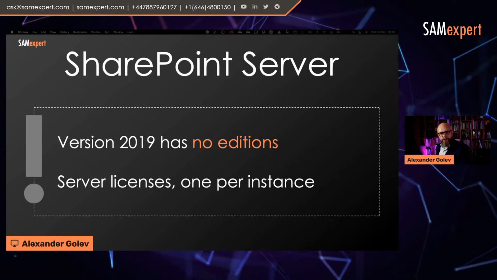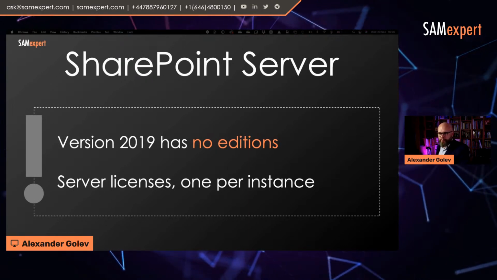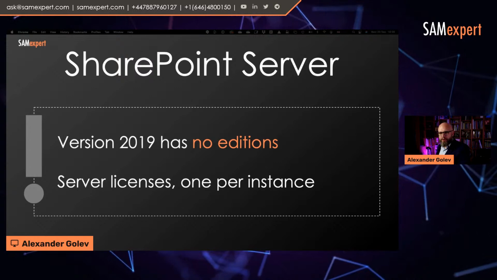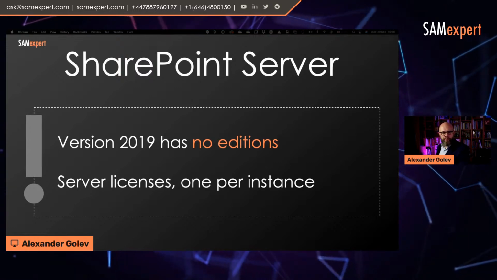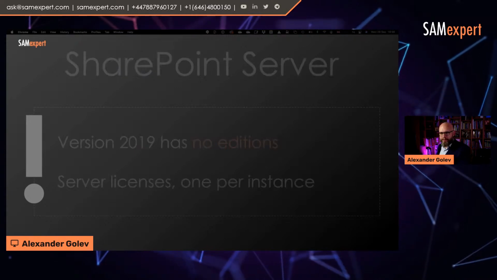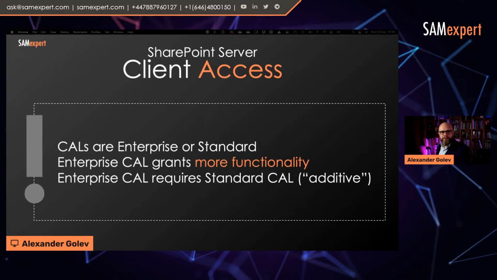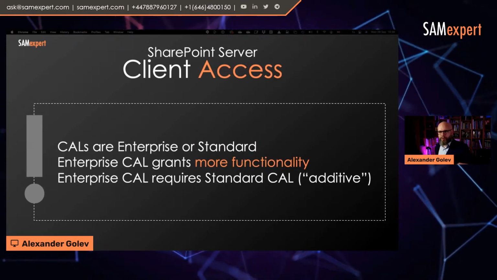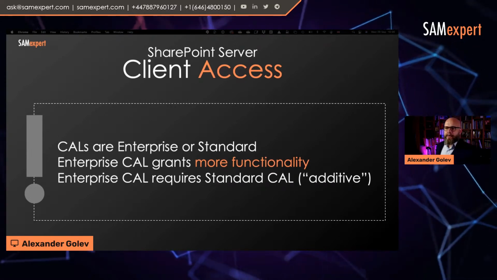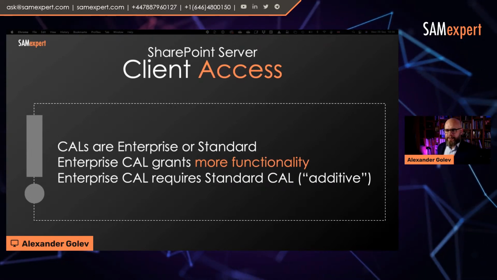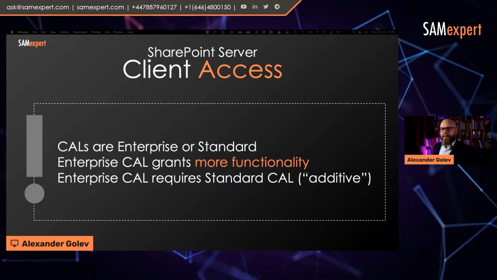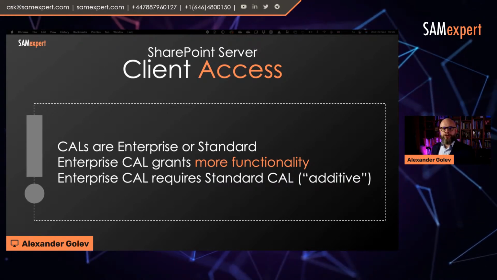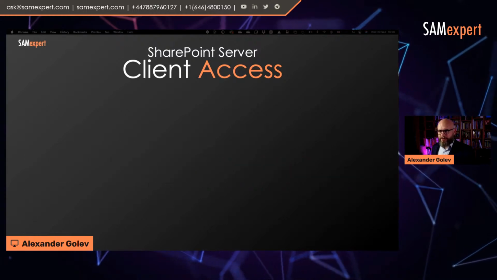Next, SharePoint Server. No additions in version 2019, just SharePoint Server. One server license per instance. This is like the rule that goes throughout all the Office servers. One license per one instance. No core counting. Just count how many times you installed it. SharePoint Server client access. So CALs are as with Exchange, Enterprise, and Standard. Enterprise CALs are additive as with Exchange, so very similar to Exchange.